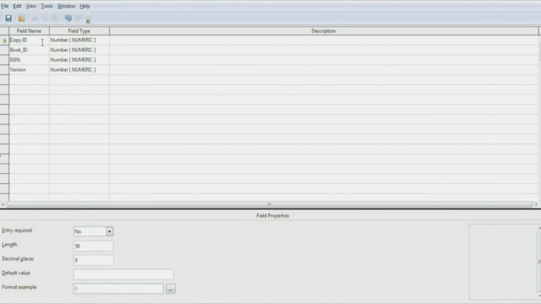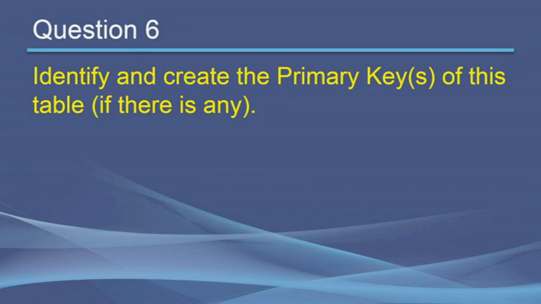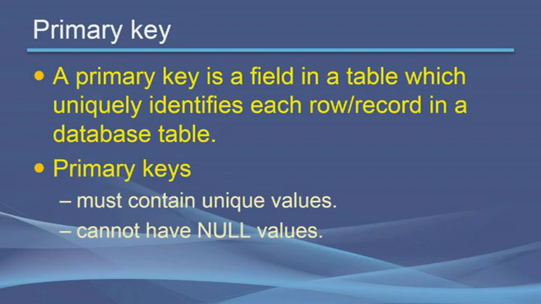So, let's move to the next question and let's try to do it again. Next question is, identify and create a primary key of this table if there's any. Before we define a primary key, let's see what a primary key is. According to this slide, a primary key is a field in a table which uniquely identifies each row and record in a database table. So, basically, especially for this exam, in a basic database, there is one primary key. So, each and every row can be uniquely identified. There is a unique number for each row. So, it should be the primary key field.